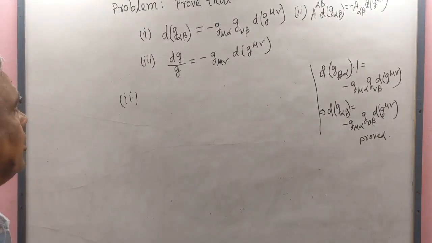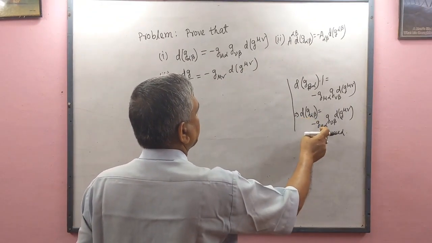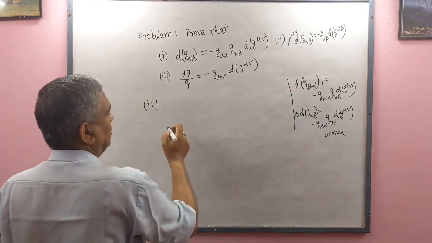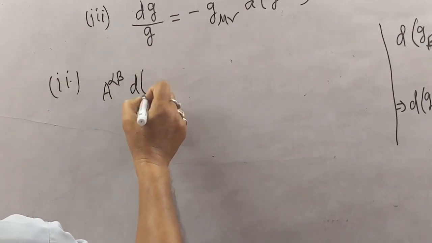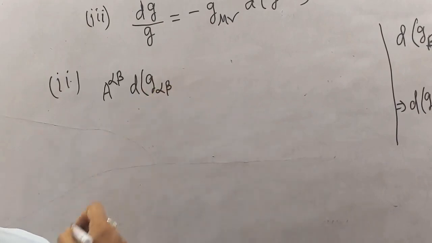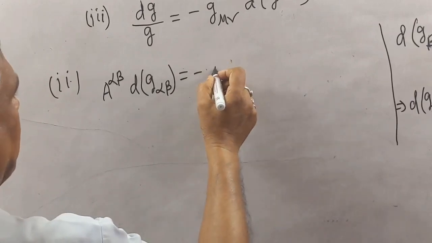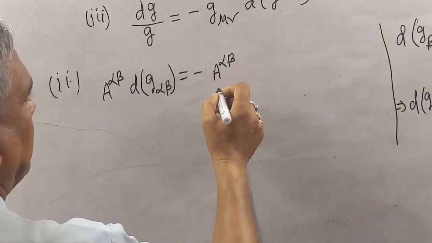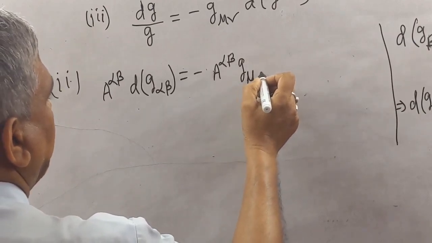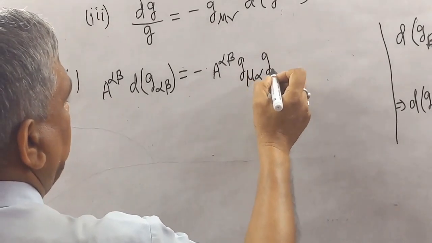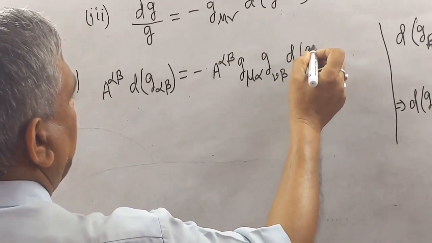Now we shall solve number 2. Multiplying both sides of this equation by A alpha beta, then A alpha beta d G alpha beta equal to minus A alpha beta G mu alpha G nu beta d G mu nu.